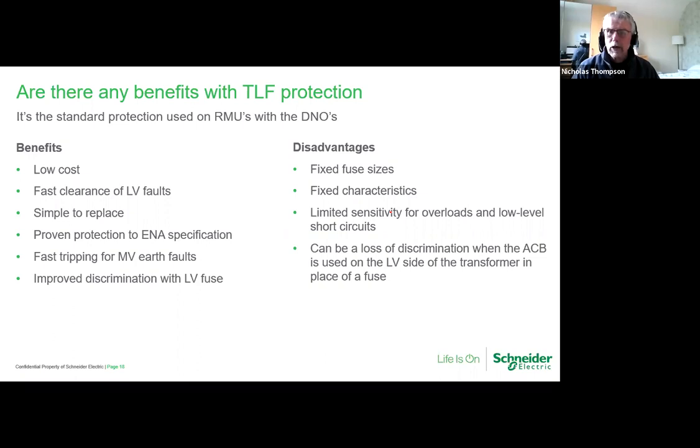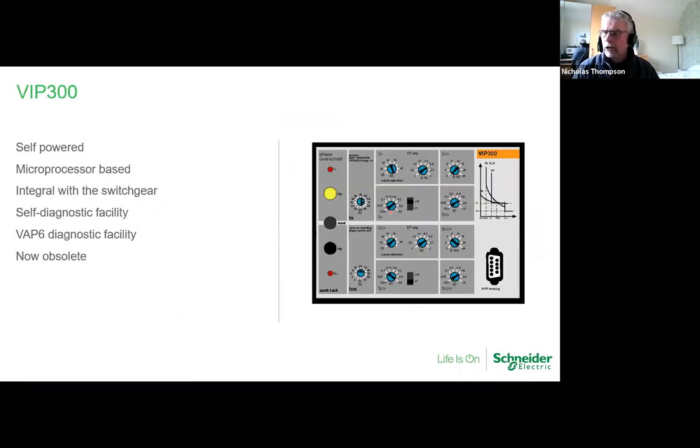So moving on to one which is common throughout the world, and it's a relay called the VIP 300. This is truly self-powered. It does give you that flexibility on your protection curves, and I'm going to come on to that one in a couple of slides' time. It does give you your time delay as well, and it does give you indication of what you've tripped on. Now, that one is now obsolete, as it says there on the slide.